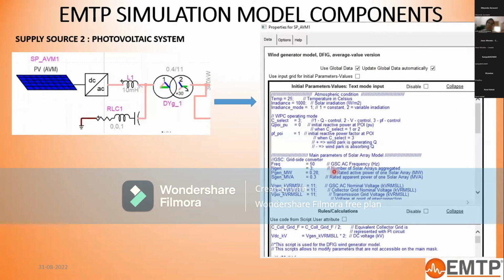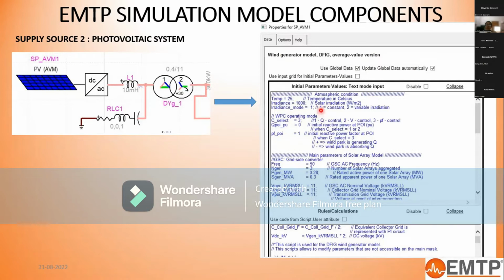Then the second source, apart from synchronous-based sources, is the PV system. This PV system was already available in EMTP. However, it is available in a user-defined format. So this is also a very great feature of EMTP, where we can define any new user-defined function or block. Here it has been coded, and various parameters of a PV system like temperature, irradiance, the frequency of operation, the megawatt requirement, the apparent power requirement, the number of series and parallel PV cells.